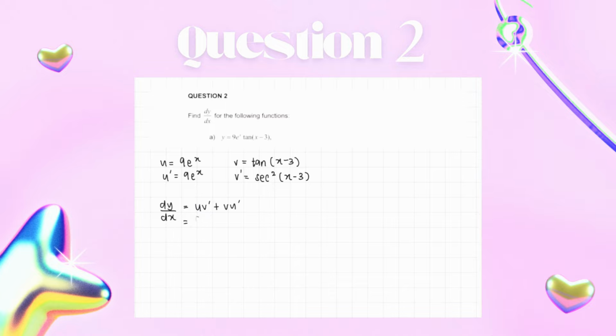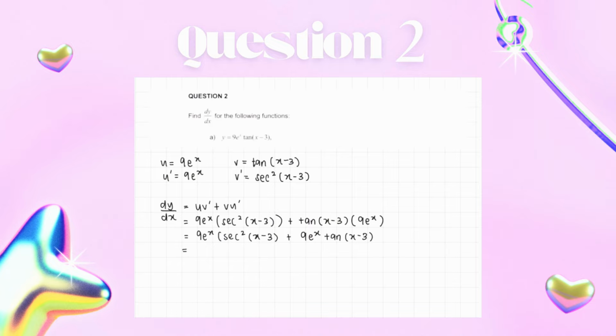So it's going to be 9e^x sec^2(x minus 3) plus tan(x minus 3) 9e^x. Then I simplified and arranged the terms to make the solution easier to see. Finally, I factor out 9e^x to make the answer cleaner.